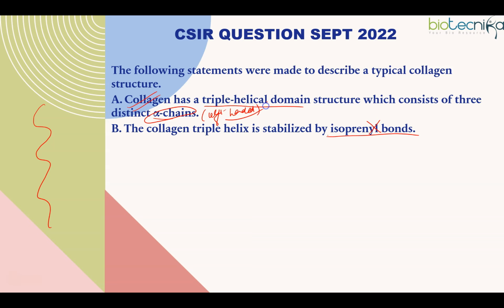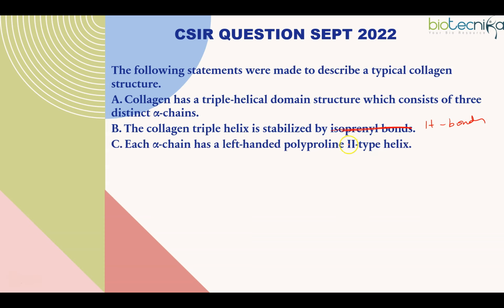Because this question keeps on coming regarding collagen, in some other question they have said right handed and left handed. So 3 alpha chains which are left handed will join together to form a right handed collagen. The super helix that is created is right handed, but the individual alpha chains are left handed. Remember that. And between the alpha chains, yes, you have hydrogen bonds. So collagen triple helix is stabilized by hydrogen bonds. So B is wrong.